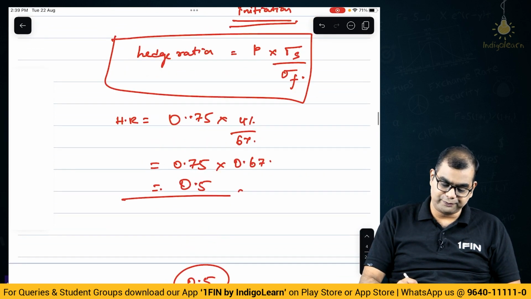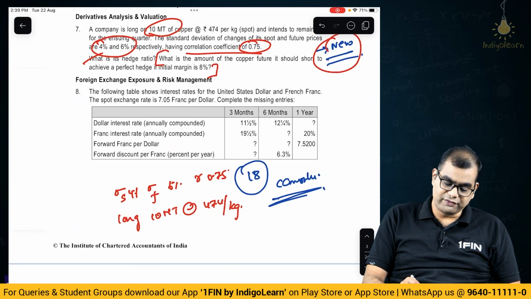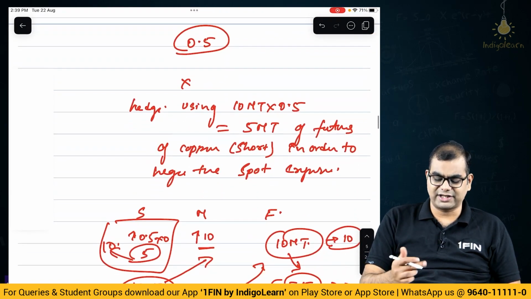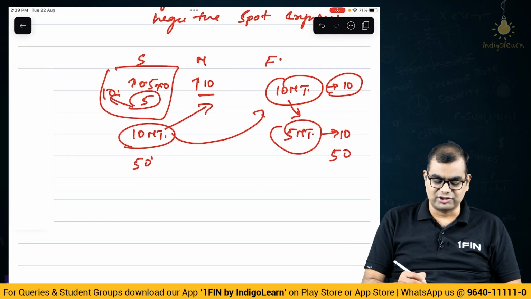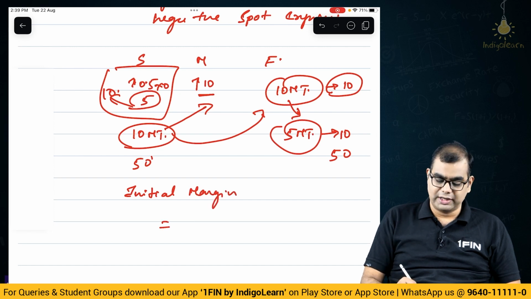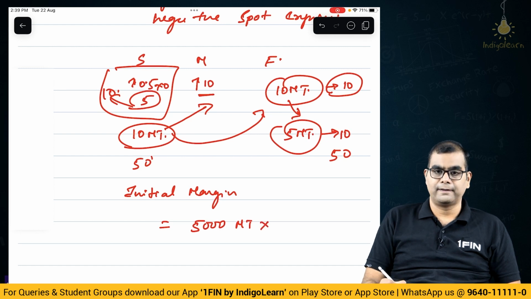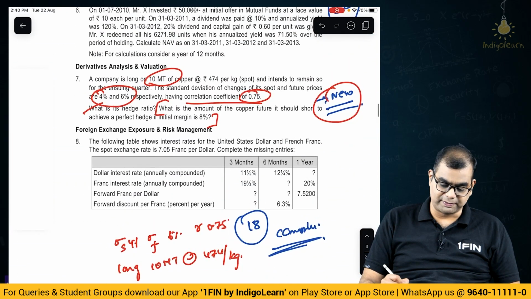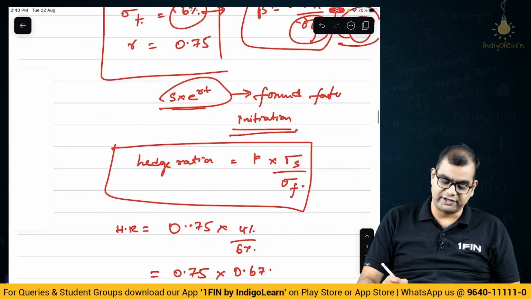Now, what is the second part of the question, or rather the third part of the question? What is the amount of copper future it should short in order to achieve a perfect hedge if initial margin is 8%? So, I think they are asking what the initial margin is. Again, CA Institute has not clearly asked it, they should ask. Initial margin is equal to 10 MT is 10,000, but you are shorting how much? 5 MT, which is 5,000 into 8% into what is the price? Do we have any futures price? No, they have not given any futures price. So, we have to just take 474 per kg.